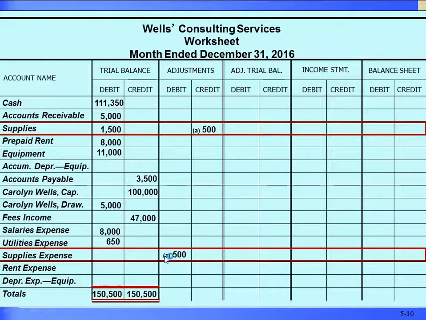So the debit is going to be to a supplies expense for $500 because we're increasing the expense. That's going to go over to the income statement and reduce net income. Supplies, the asset, we're going to reduce by the same amount. So as of right now, the total of debits equals the total of credits, but we're not done yet.